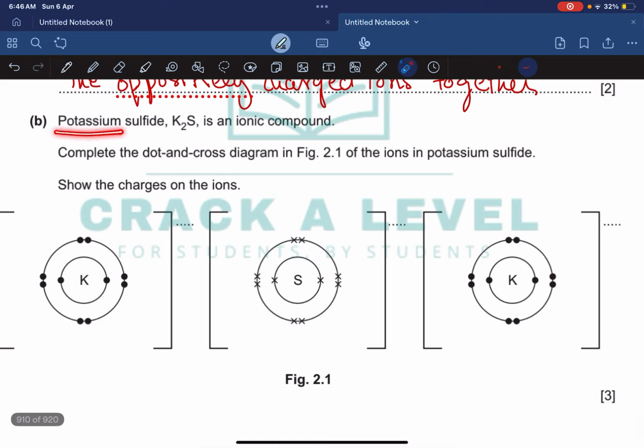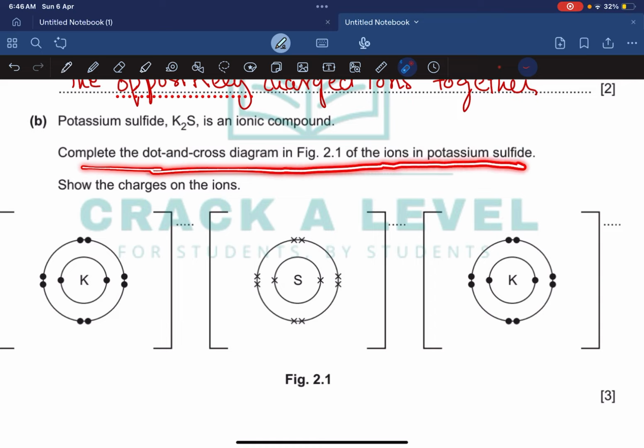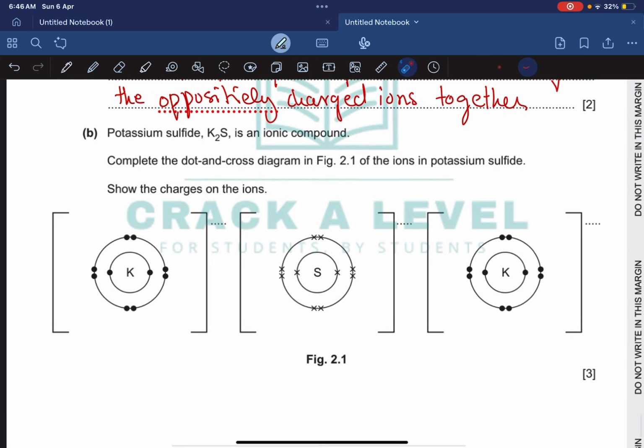Potassium sulfide K2S is an ionic compound. Complete the dot and cross diagram in figure 2.1 of the ions in potassium sulfide. Show the charges on the ions. Before completing the diagrams, you should know the charges. Potassium, you should know, is in group 1, so it's going to have a charge of +1, or you can write plus. And now we have two potassium, this potassium and this potassium.